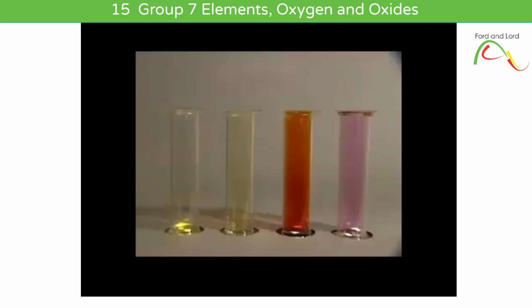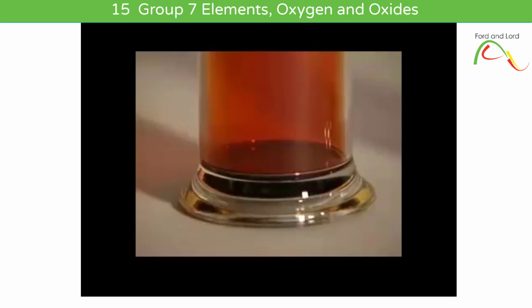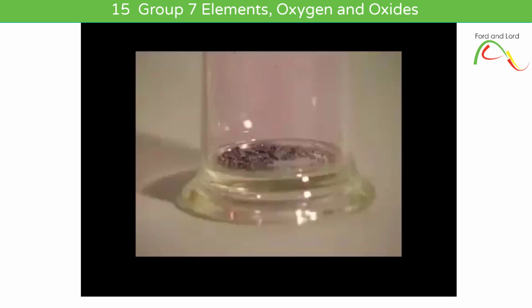Here are the 4 halogen elements: fluorine, chlorine, bromine and iodine. Fluorine on the left is almost colourless. Next comes chlorine, which is greenish yellow. Fluorine and chlorine are both gases at room temperature, but bromine is a liquid and iodine is a solid. Even so, they're both quite volatile.